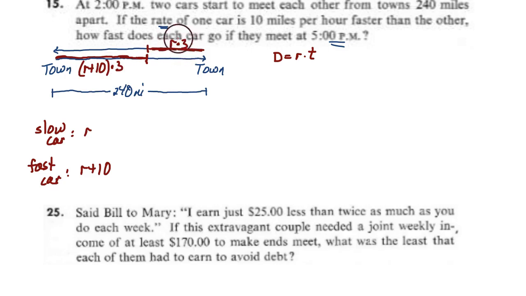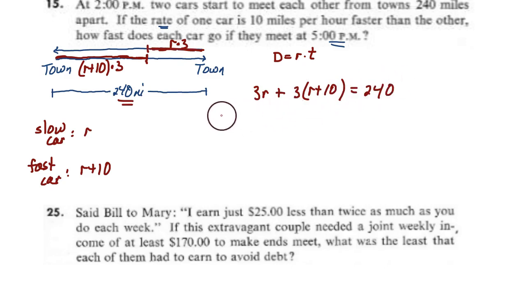This expression is the distance covered by the slow car. We know what those distances add up to, the total of 240. So let's make an equation. The R times 3, which could be written as 3R, plus the R plus 10 times 3, which could be written as 3 times R plus 10, equals 240.